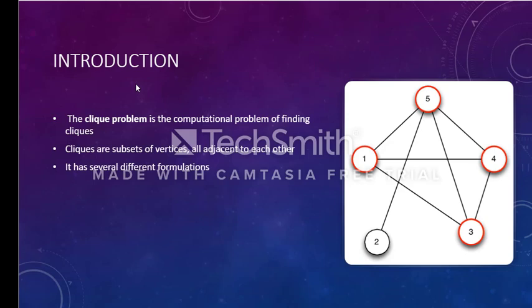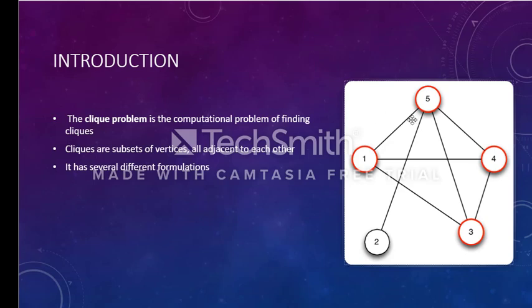In computer science, the clique problem is the computational problem of finding cliques in a graph. So cliques are subsets of vertices in a way that all the vertices are adjacent to each other. Also, we can call a clique a complete subgraph.